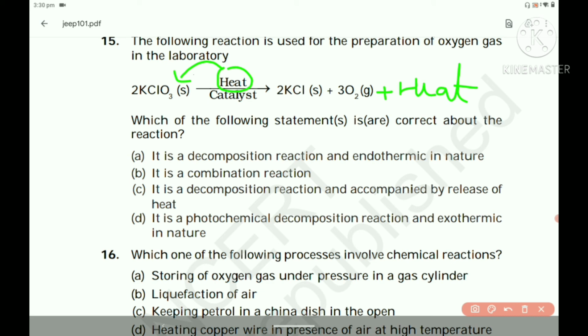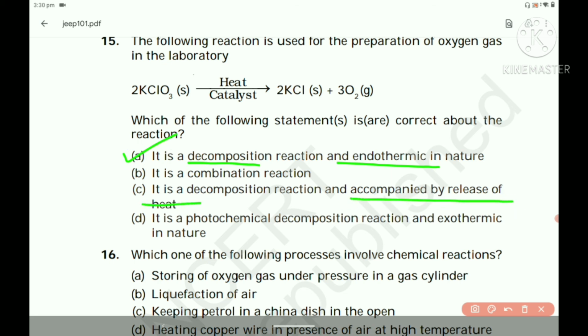That will be exothermic. But if they mention it on the arrow or on the side of the reactants, that means it is supplied, so it should be an endothermic reaction. So it's a decomposition and an endothermic reaction. This option, accompanied by release of heat or exothermic, is wrong. Both are wrong. It's an endothermic reaction.